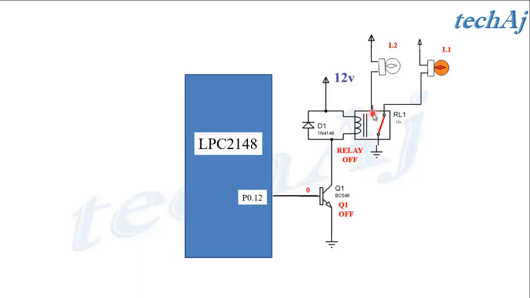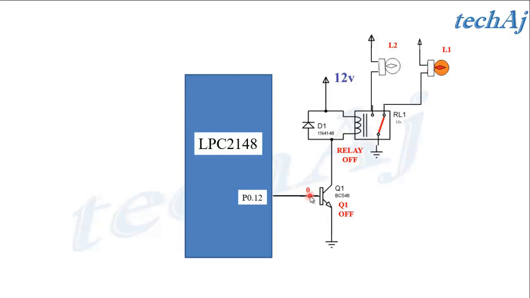the NO contact. Now here, the base of the transistor is connected to one of the pins of LPC2148. When this pin sends logic 0, the transistor is in off condition. As the transistor is off, it is acting as an open circuit and the relay is not connected to the ground. In this case, the relay is in off condition and the swing arm is by default connected to the NC terminal. So in this position, our LED L1 will be on.